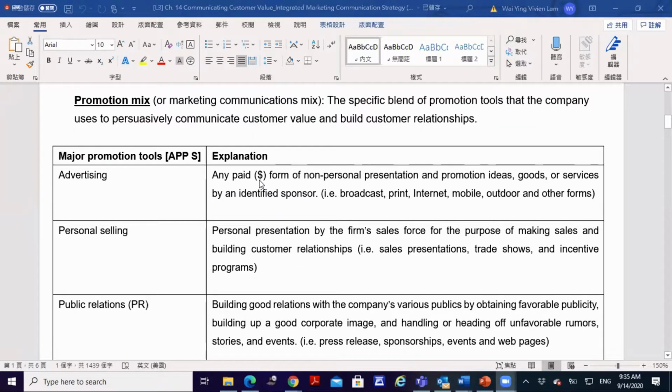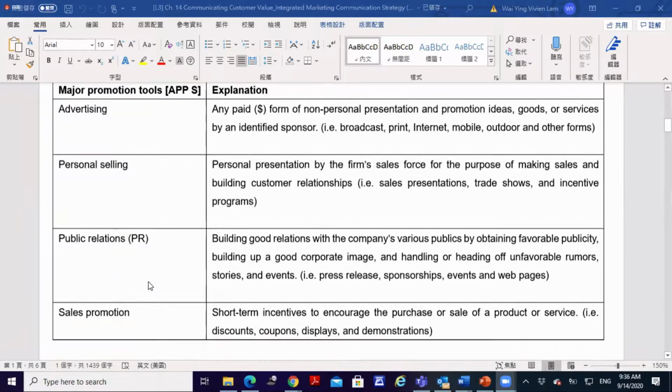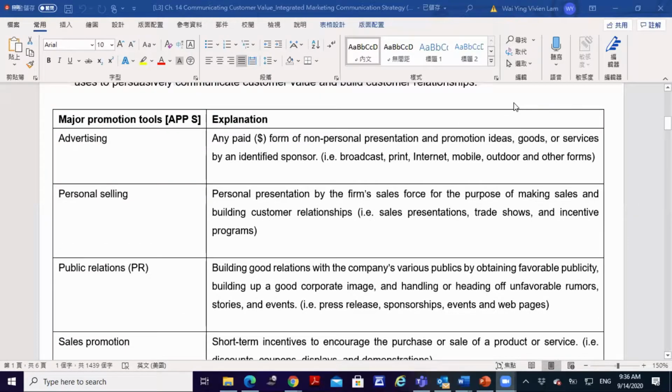Advertising, okay? So now we move on to personal selling. Many students mix up personal selling with sales promotion. I'll explain again, I talked about this in the previous course. Personal selling means you need to have a salesperson to interact with you. And that person, we don't call them salesy.